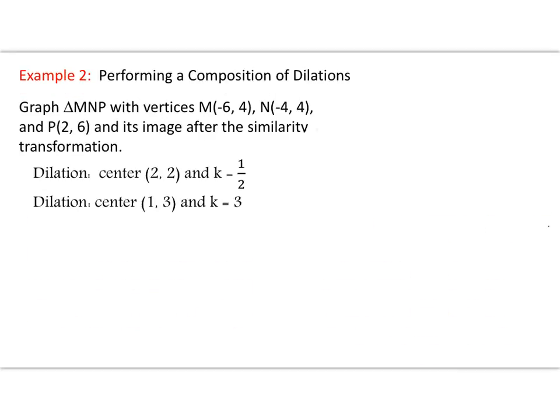All right, example 2, we're going to graph triangle MNP at the following vertices, and then its image after the similarity transformation. All right, this time we're going to dilate from center 2, 2 with a scale factor of 1/2. And then that new image will be then dilated again from center 1, 3 with a scale factor of 3.